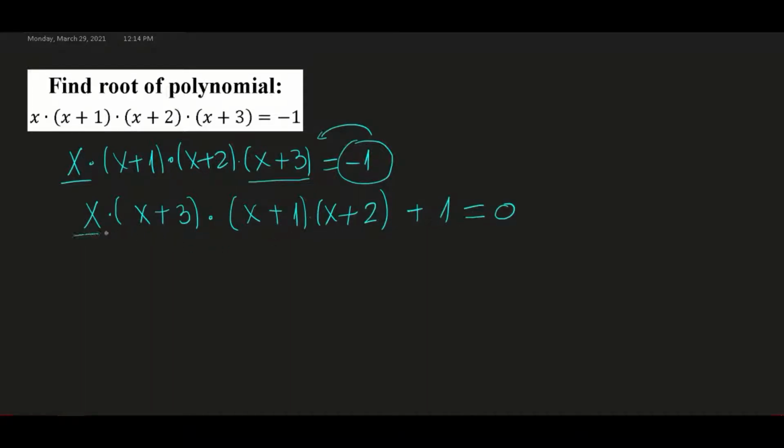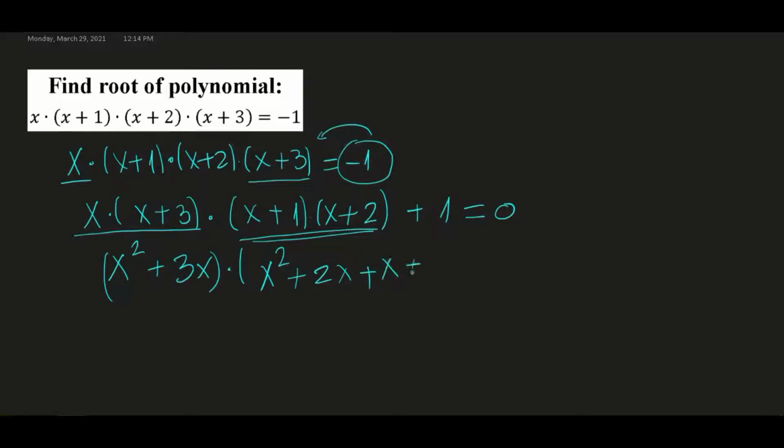Now we can multiply this. x multiplied by x is x squared, plus x multiplied by 3 is 3x. Now here when we multiply this, x multiplied by x is x squared, plus x multiplied by 2 is 2x, plus 1x plus 2, plus 1, that is equal to 0.